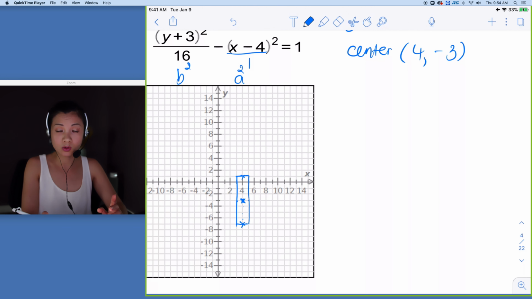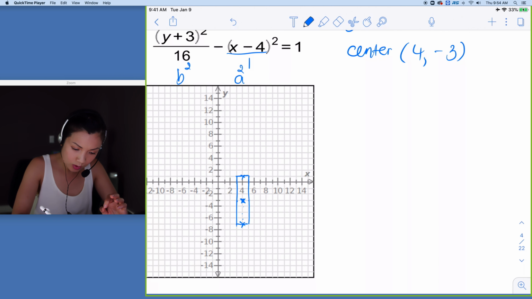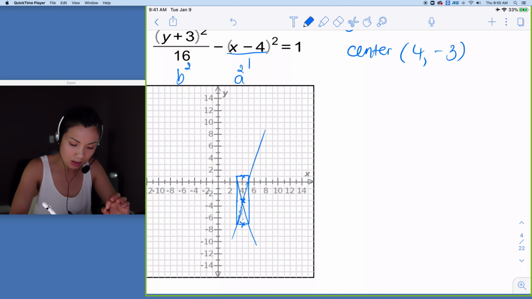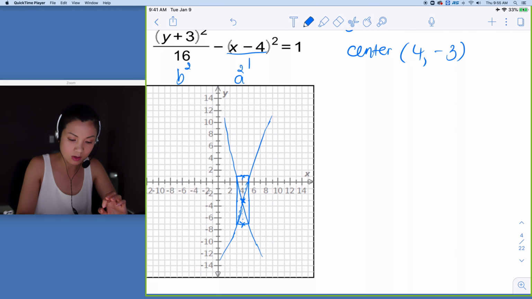From the rectangle, we're going to draw something called the asymptote. Those are the diagonals of the rectangle. So you have to follow this order. First, you have to make the rectangle. Without that rectangle, I wouldn't be able to get the asymptote. So now I got the asymptote. Now, based on the asymptotes, I'm going to draw my hyperbola. And don't forget, it's going to go along the y-axis because y comes first.